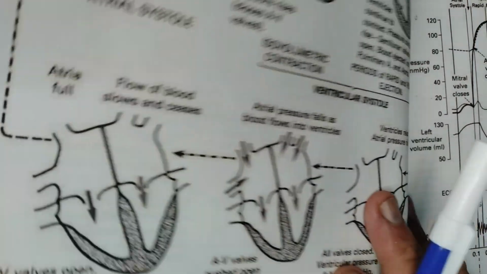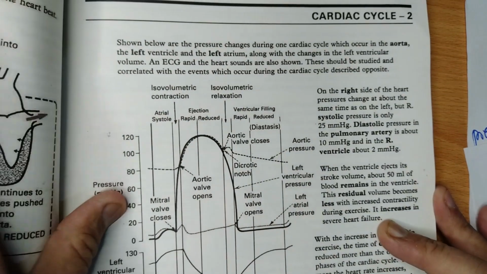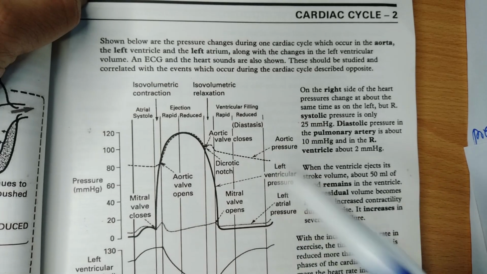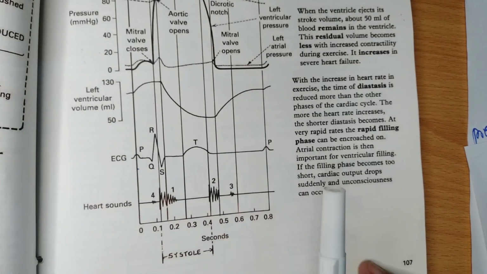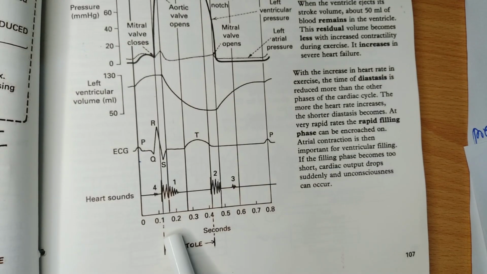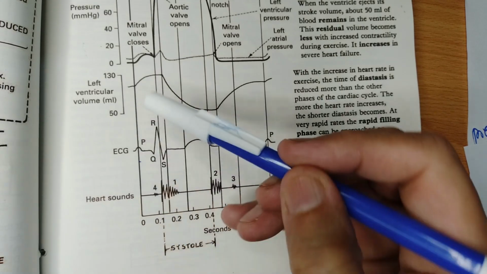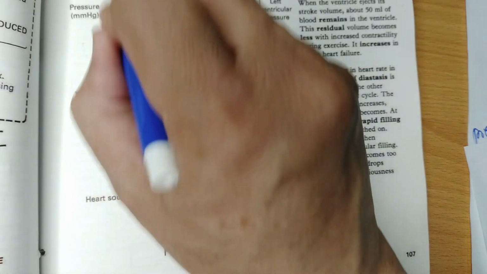Now let us study the graphic changes which take place during the cardiac cycle. This diagram is very important, and we should concentrate on it with full attention. This is a graph which shows, on the x-axis, 0.1 to 0.3 up to 0.8 seconds, the duration of the cardiac cycle. Systole has been marked from this side to this side, and on this panel we have pressures.